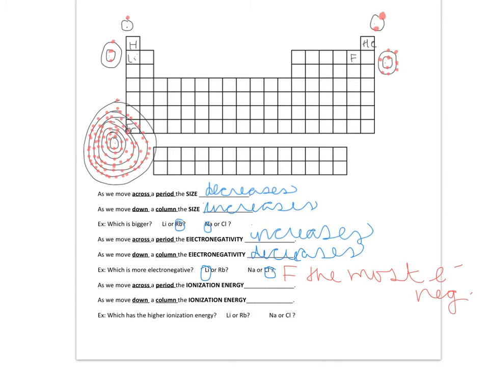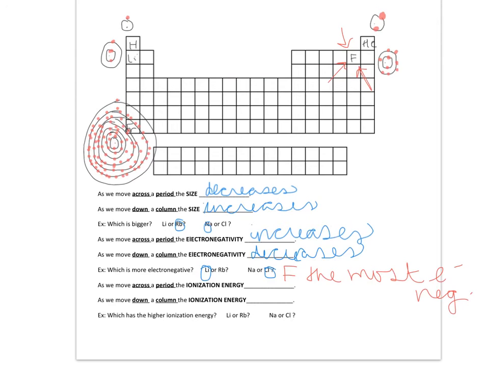So when we're looking at our periodic table, the closer we get to fluorine, this guy up here, the more electronegative we get. Thus, the closer we get to francium, the less electronegative. So if we think of our periodic table in these two corners, more electronegative is fluorine, less electronegative is francium. And then lastly, we have our ionization energy, or the energy required to remove an electron.